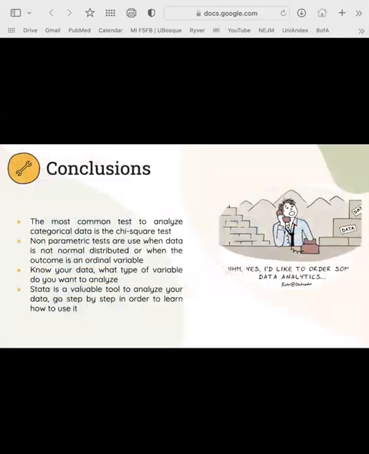To conclude, the most common test to analyze categorical data is the chi-square test. Nonparametric tests are used when data is not normally distributed or when the outcome is an ordinal variable. It is key to know your data. What type of variables are you analyzing? And Stata is a valuable tool to analyze your data. Go step by step in order to learn how to use it.